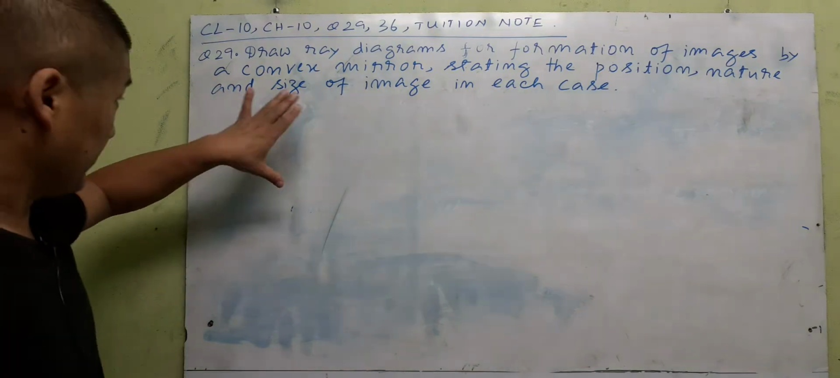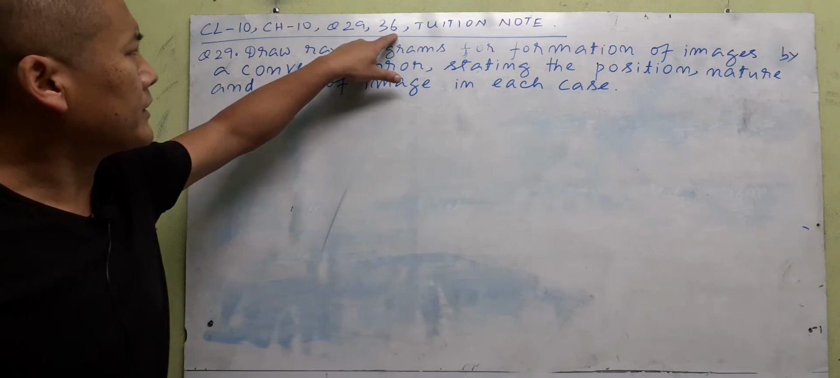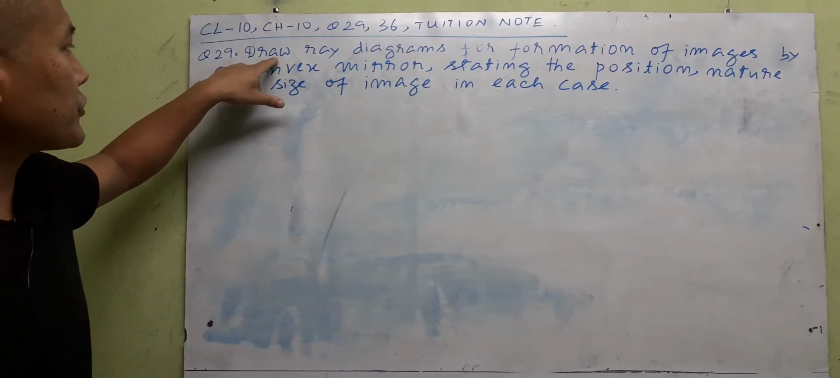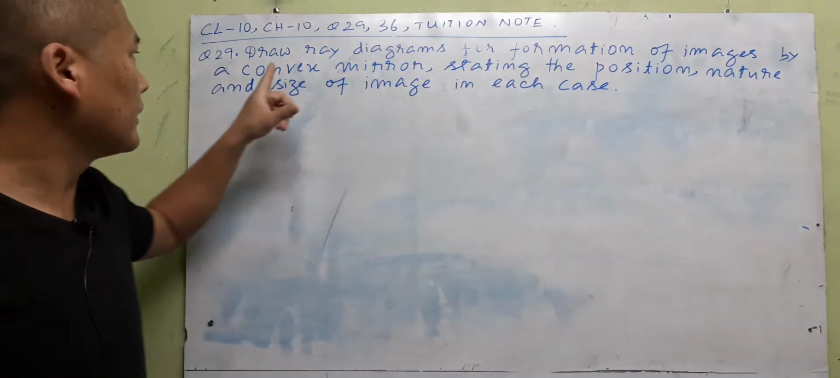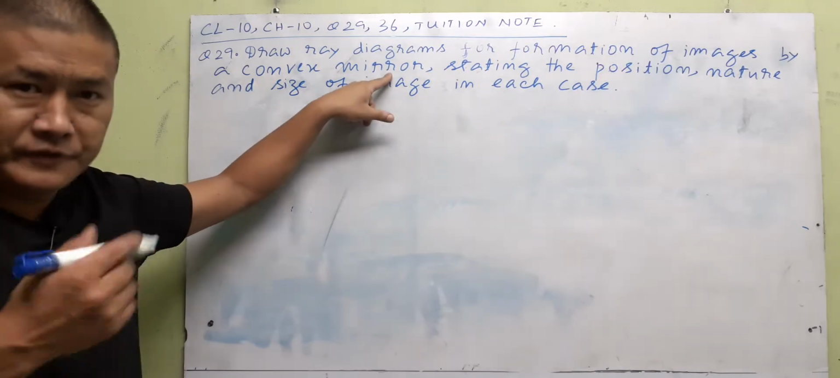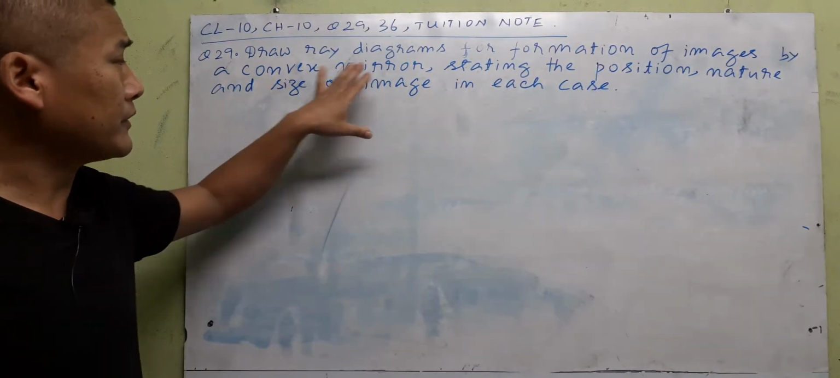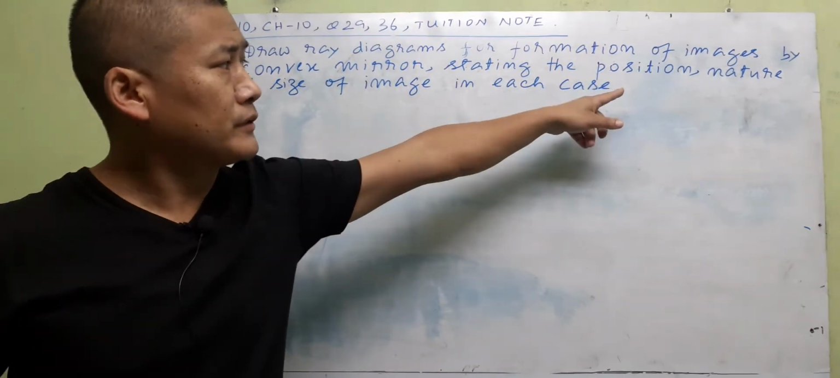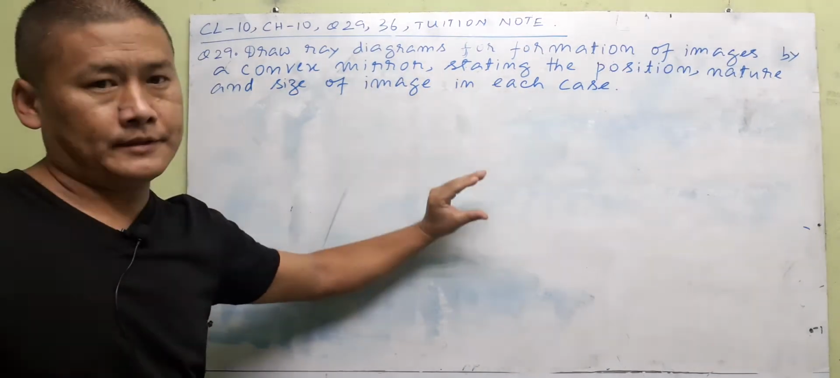Okay, so in this class, we're going to do two questions, 29 and 36 in your tuition note. I'll start with 29: draw the ray diagrams for formation of images by a convex mirror. In our previous class, we did concave mirrors. Today we're going to do convex mirrors, doing the same thing that we did last time, that is stating the position, nature, and the size of image for each of the cases.